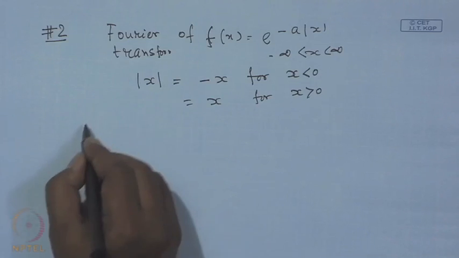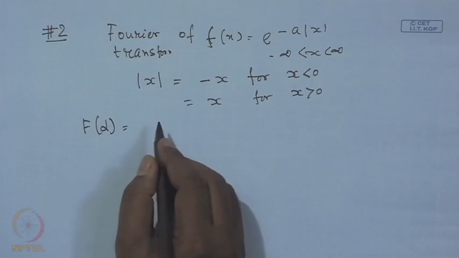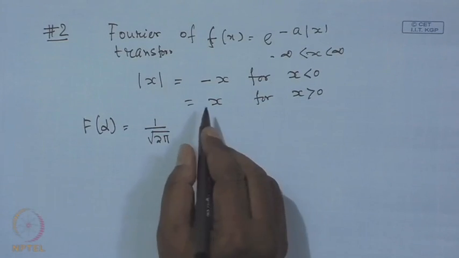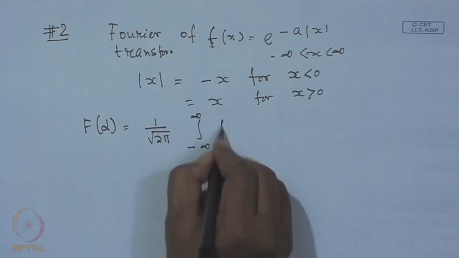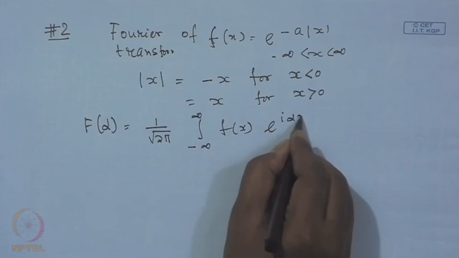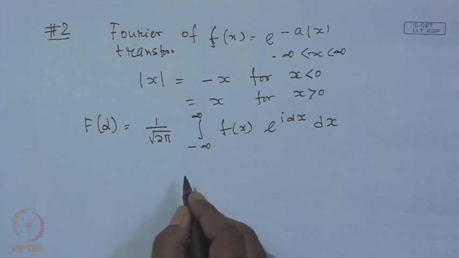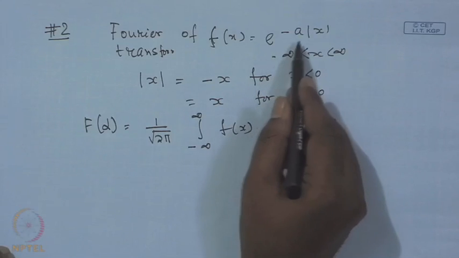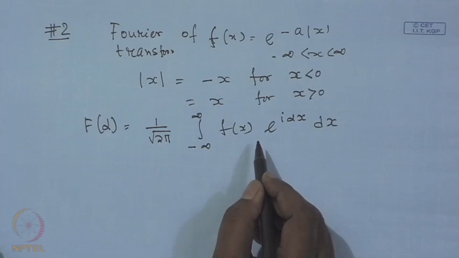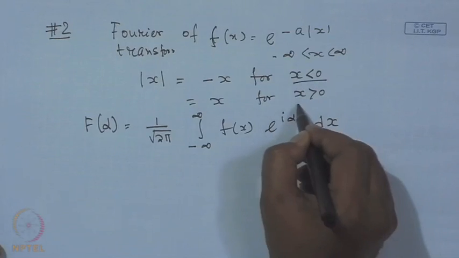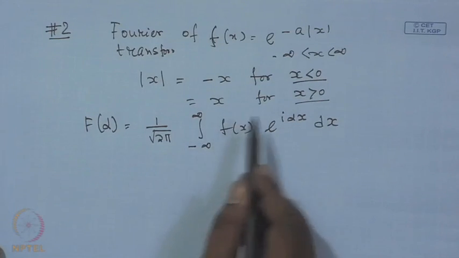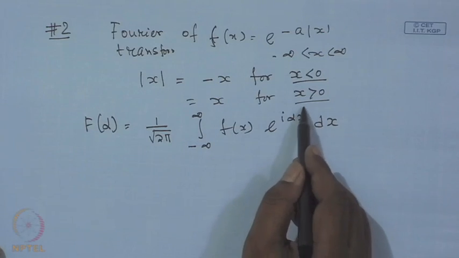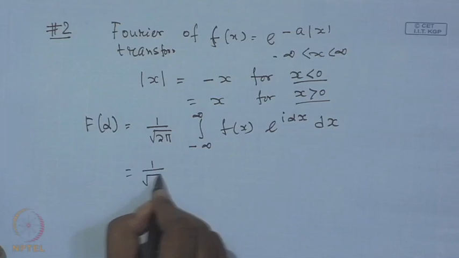So, f of alpha, where alpha is in the transform domain. If you write down the definition of Fourier transform, it will be 1 over root 2 pi, integral from minus infinity to plus infinity, f of x e to the power i alpha x dx. Since the definition of f of x is different for these two domains, we will break down this integral into two parts. One is where x is negative, that is minus infinity to 0, and another where x is positive, that is 0 to plus infinity.